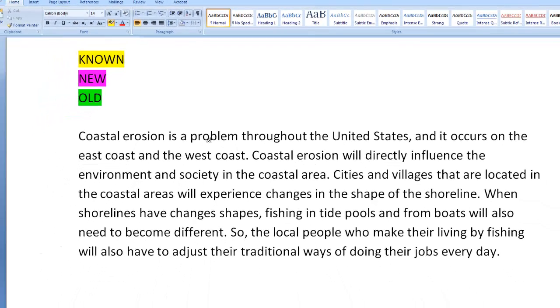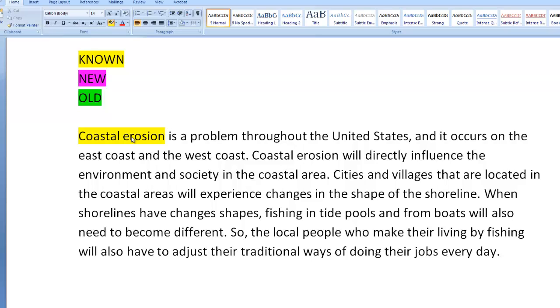And you can see here, coastal erosion is a problem throughout the United States. Our known is coastal erosion, right here, the very first piece of information. Now, of course, we've just started scaffolding, and here we now have a basis of information that we can share with the reader, and the reader knows that the entire paragraph can be expected to be about coastal erosion and things related to coastal erosion. So now that we have that shared foundation, we can start building the rest of the paragraph.